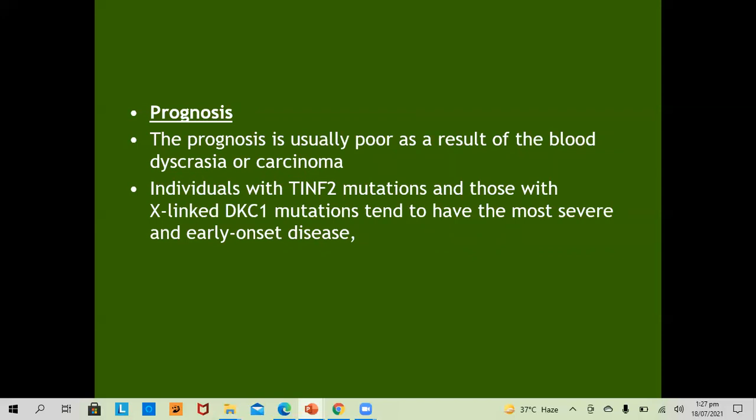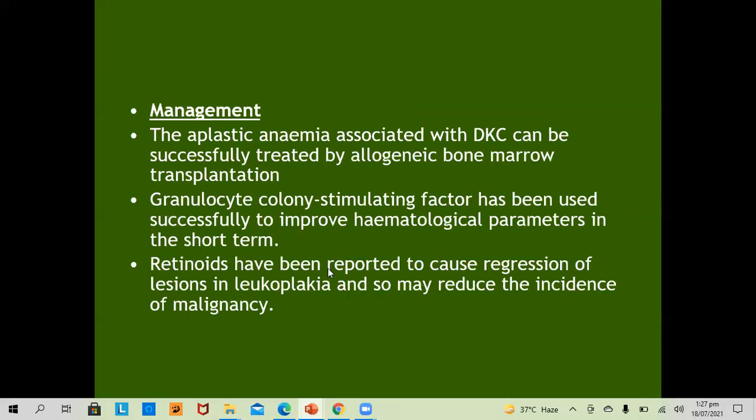Prognosis. The prognosis is usually poor as a result of blood dyscrasias and carcinomas. Individuals with TINF2 mutation and those with X-linked Dyskeratosis congenita 1 mutation tend to have most severe and early onset disease. Management.